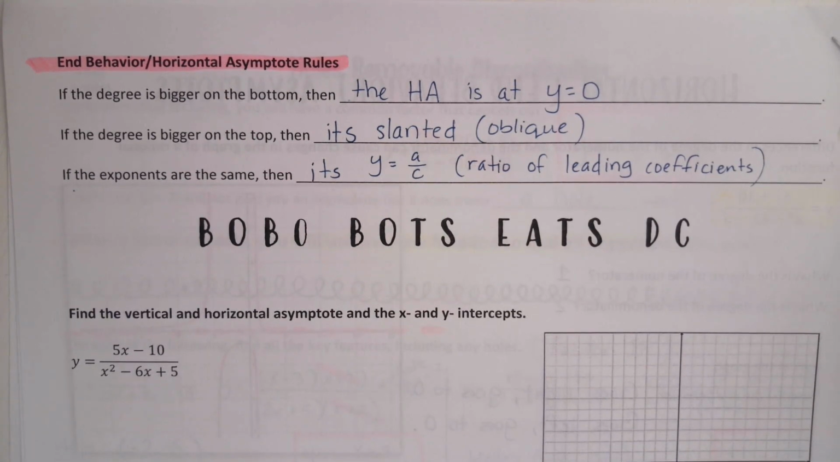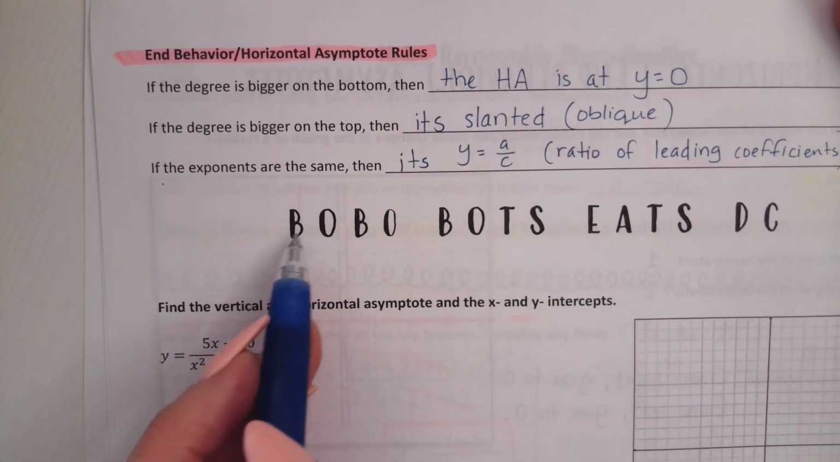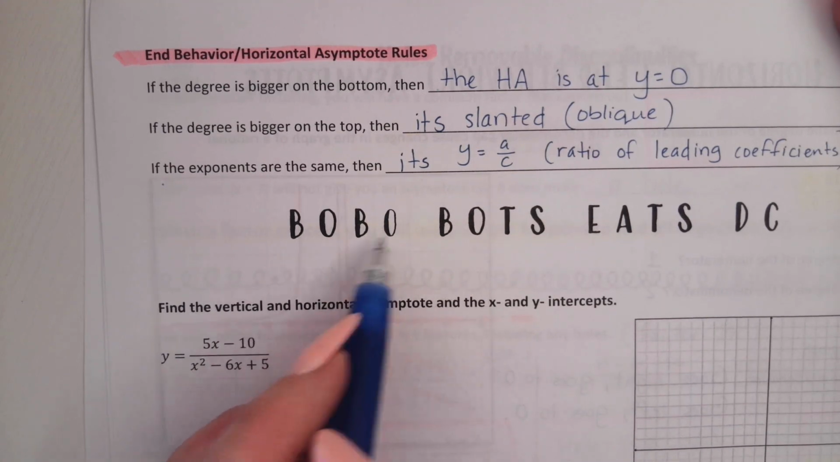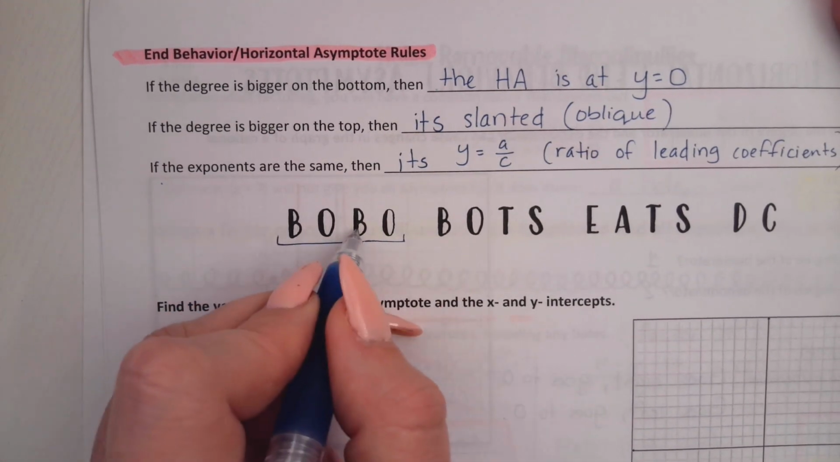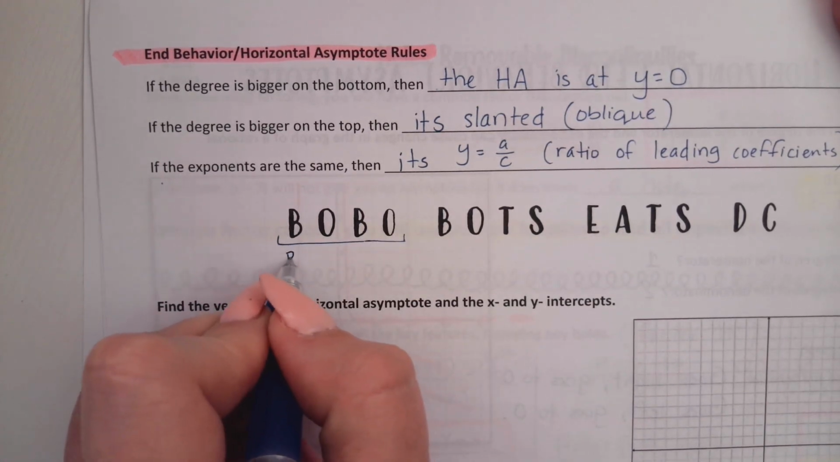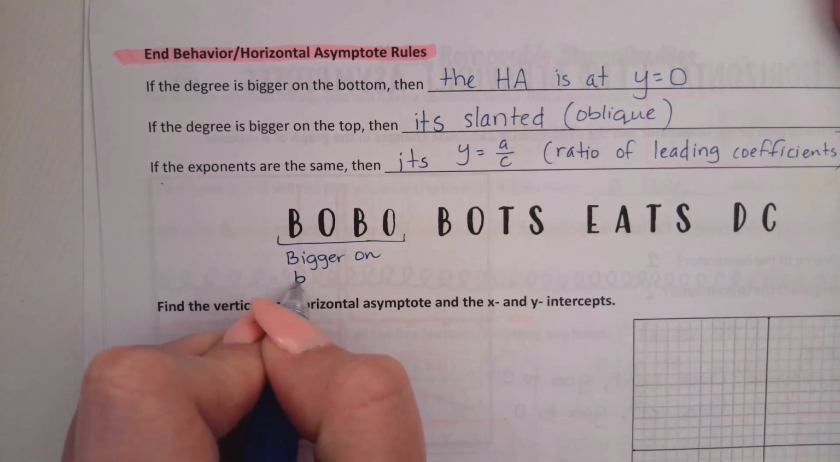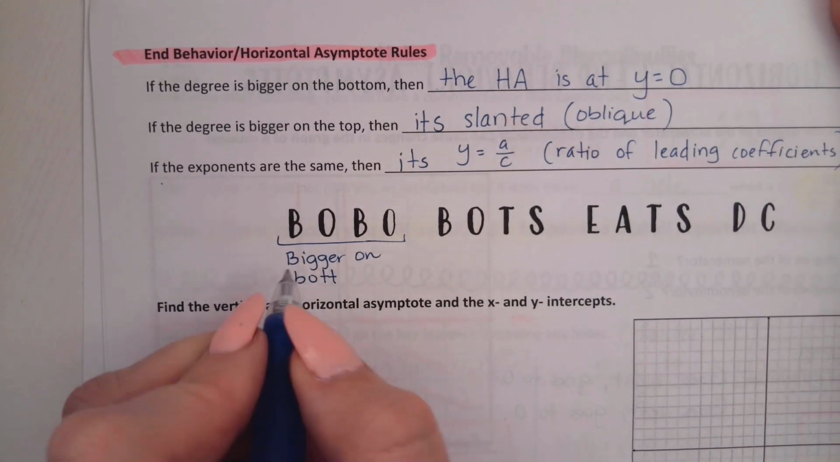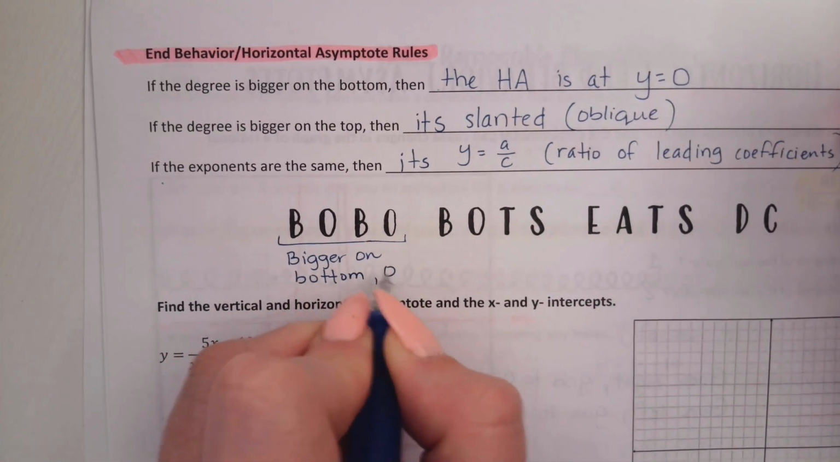Got ourselves a little acronym to help us remember this, because I know sometimes people are like, how am I going to remember these 3 possibilities? Okay. BOBO. Technically that's BOB0. You see how it looks slightly different? Because BOBO means bigger on bottom. What's the HA at? 0. Bigger on bottom, 0. I know y'all think it's funny, but people come back and say, well, I remembered it, Miss Brody, on my pre-cal test. Bigger on bottom, 0.